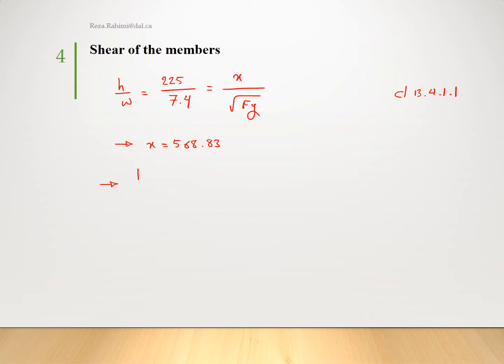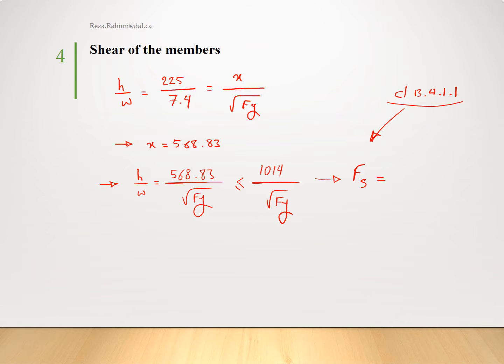Then we can see that h over w, which is 568.83 over square root of Fy, is lower than 1013 over square root of Fy. So, based on this clause, Fs, which is the ultimate shear stress, will be 0.66 Fy.